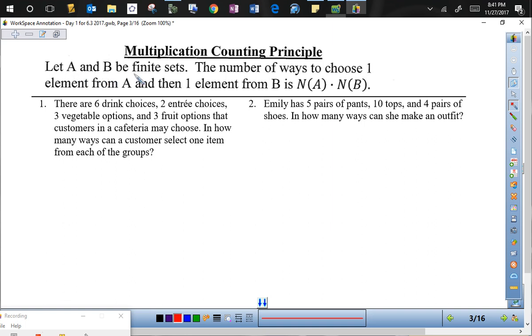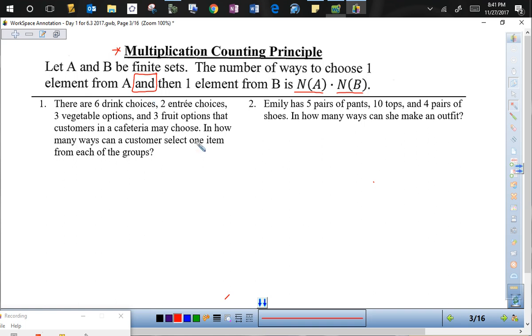It says A and B are finite sets, or countable sets. The number of ways to choose one element from A and then one element from B is found by taking the number of choices in set A times the number of choices in set B. The key to know it's multiplication is to focus on the word "and." We want to choose one from the first set and one from the second set. That word "and" will help us figure out that we use multiplication.